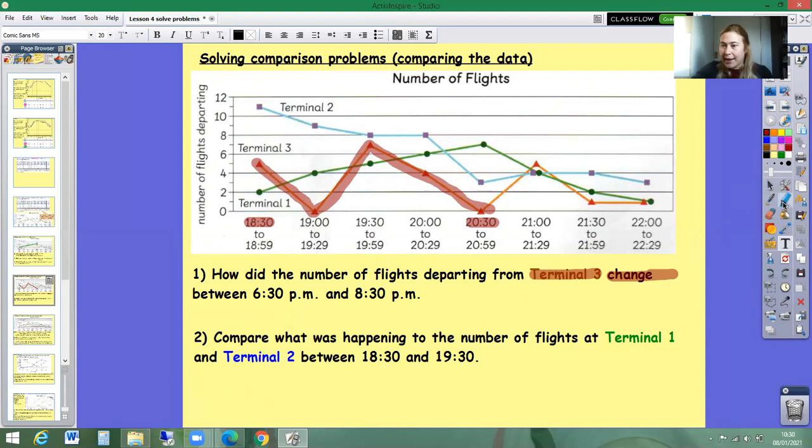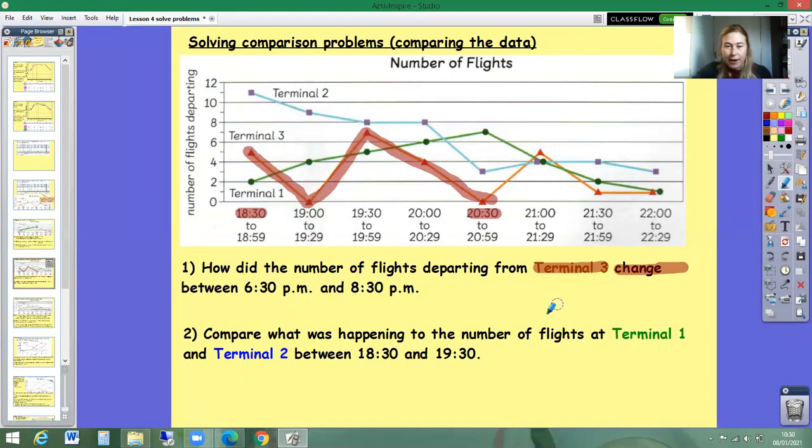The next question says, compare what was happening to the number of flights at Terminal 1 and Terminal 2 between 6:30 and 7:30. It's the next hour on, isn't it? So I'm just going to clear my annotations so we can look at this again. So I'm going to find the 6:30 and the 7:30. There it is, 6:30 and 7:30 this time. And I'm looking at what is happening to Terminal 1 flights and Terminal 2 flights between those times.